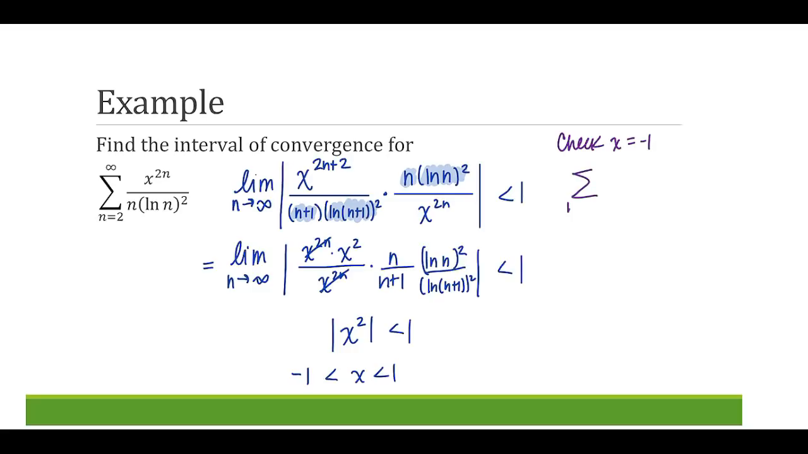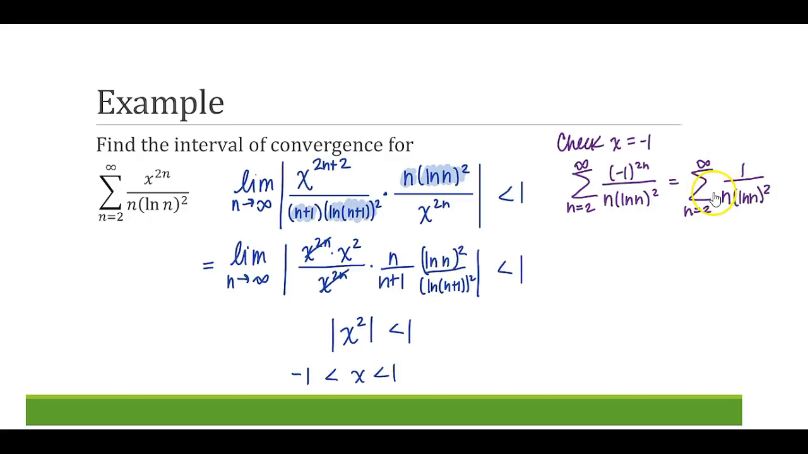So we'll have the sum of n equals 2 to infinity. We're plugging a -1 in right here into x. So -1 to the 2n is what we're doing, and then over n times natural log of n squared. Well, if I take negative 1 and square it, then that just becomes positive. So that's just a positive 1 on the top. The sum of n equals 2 to infinity of 1 over n natural log of n squared.